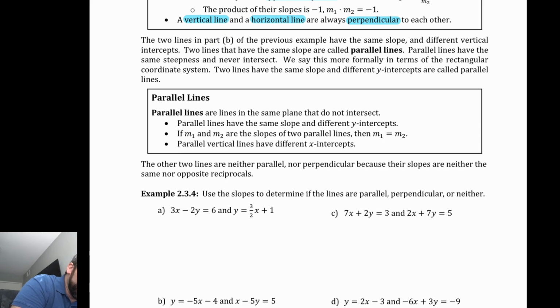Parallel lines, as this box says, do not intersect, so they go in the same direction forever, and they will have the same slope and different y-intercepts. The second part, having different y-intercepts, is crucial for parallel lines, because if they have the same slope and the same y-intercept, what 2 lines are we looking at? If 2 lines have the same slope and the same y-intercept, what would that look like on a graph?